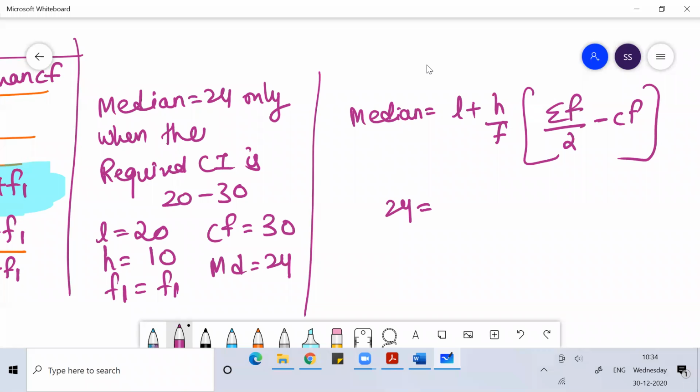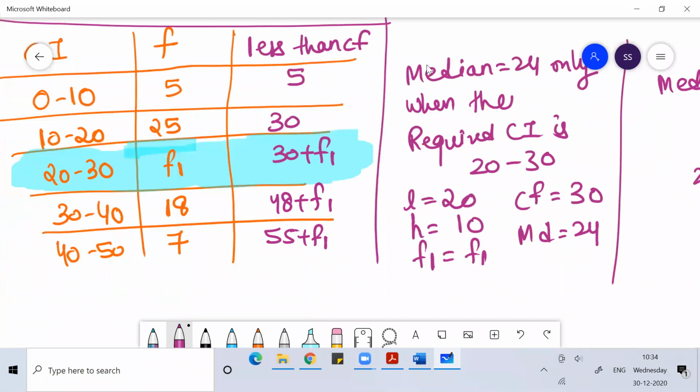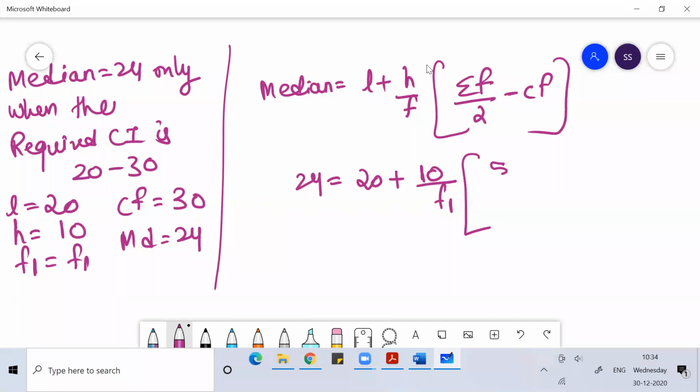Median is 24. L is 20. H is 10. F you have to determine, that is F1. Sum of F, what is sum of F? 55 plus F1. Sorry, F1 I was telling. 55 plus F1.